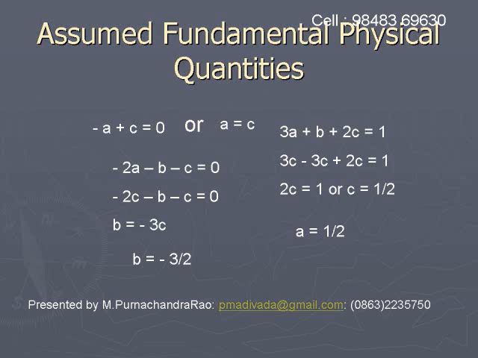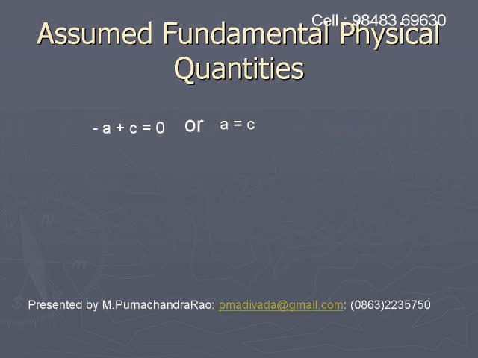Minus a plus c is equal to 0 gives a is equal to c. From minus 2a minus b minus c is equal to 0, substituting c for a, we get minus 2c minus b minus c is equal to 0, or b is equal to minus 3c.